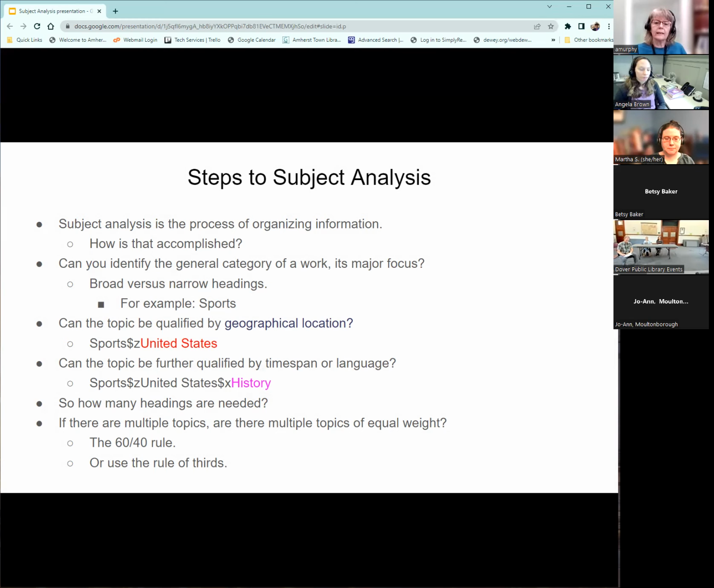So how many headings are needed in a record? Well, there's not really any hard and fast rule about how many to add. One heading in our sports example can cover a fairly large introductory topic. However, if many topics are identified, try to discern, for example, how extensively they're covered in the work. A rule of thumb I learned a while ago is the 60-40 rule. If there are multiple topics of equal weight, that's one of the questions you want to ask yourself. What's a 60-40 rule? Well, it's basically saying if 60% of the work is covered by one topic and 40% by another, you can add two headings, and they can both be broad.